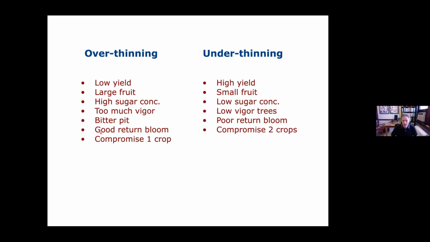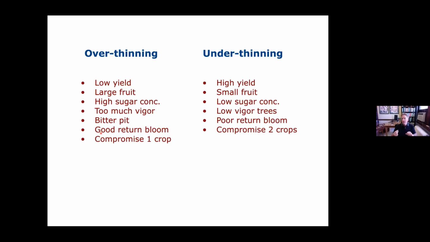Let's look at underthinning. If you underthin this year, you weren't aggressive enough. You didn't go in hard enough, and you left way too many fruit on the tree. What happens? Well, you have high yield, a lot of apples left on the trees. But the fruit are going to be small. They're not going to be very tasty. Low sugar concentration. Trees might be pretty low vigor, maybe on the verge of getting runted out, so not enough vigor. You're probably going to have poor return bloom next year.